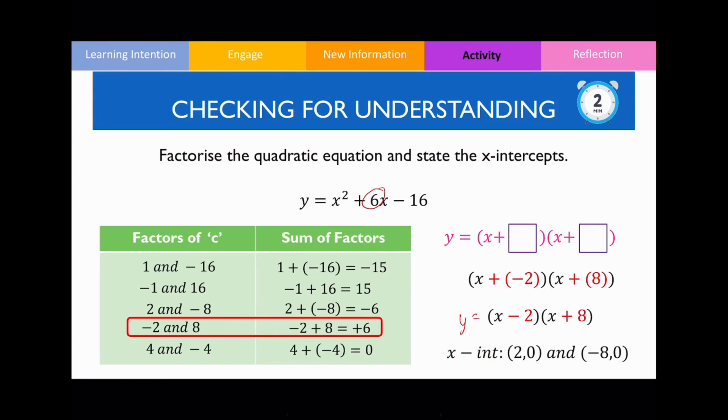And if I was to state the x-intercepts, I would state it like this, in coordinate form, but either way, you could have written it as 2 and negative 8.